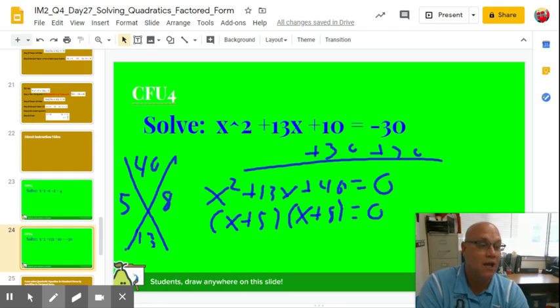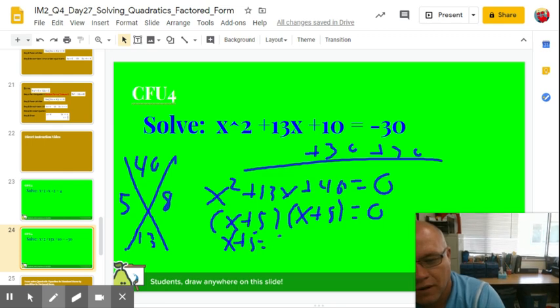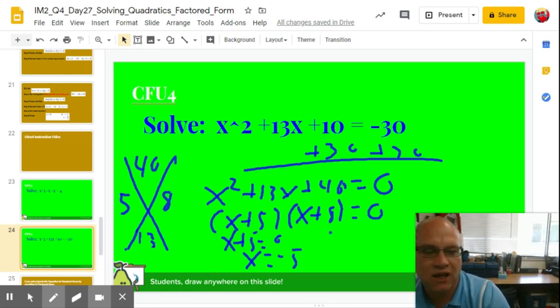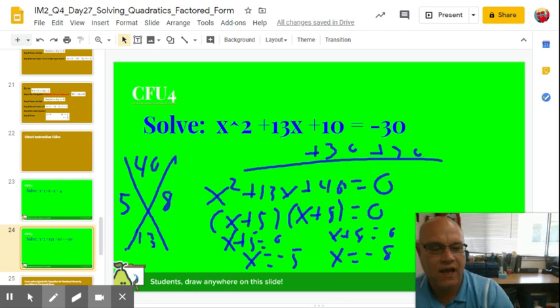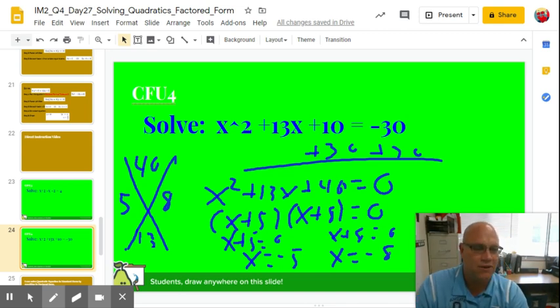So now we can apply zero product property where we go x plus 5 equals 0. Subtract 5 from both sides. X equals negative 5. Right? X plus 8 equals 0. Subtract 8 from both sides. X equals negative 8. So we only go through that process because it's an algebraic equation. Quadratic equation equal to 0. We can go ahead and use zero product property to solve it.